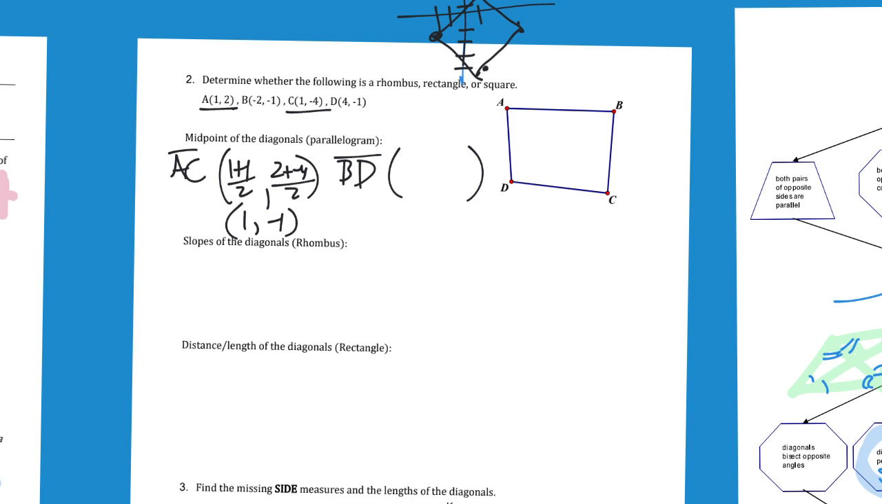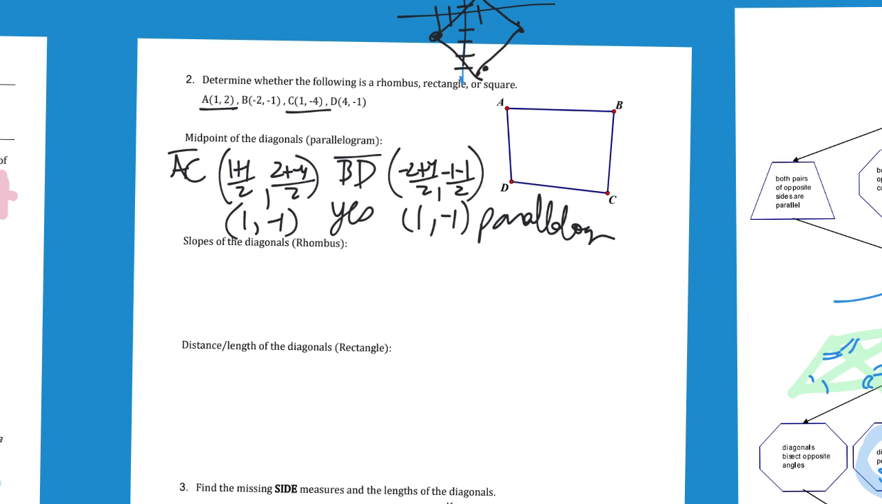Okay, so let's look for the midpoint between B and D. So you do -2 plus 4 and divide by 2, and you do -1 minus 1, divide by 2, and you get 2 over 2, which is 1, and you get -2 over 2, which is -1. Hey, look at this. The answer is yes. It is a parallelogram.